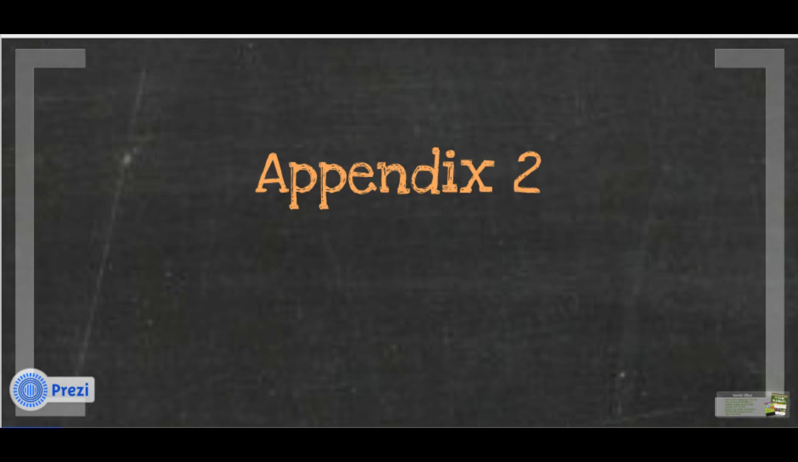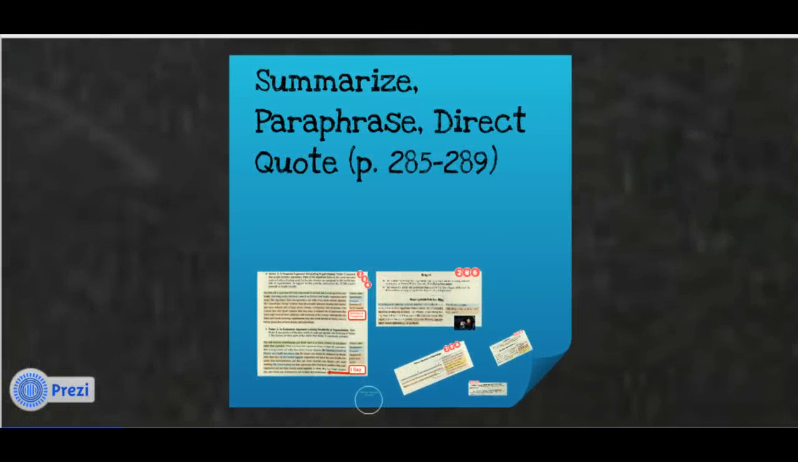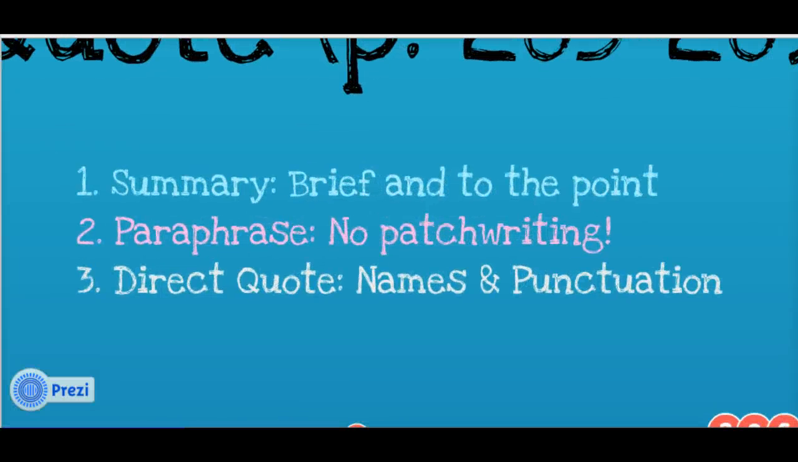There are two major resources, Appendix 2 in the textbook and the Purdue OWL website, which has specific guidelines for both MLA and APA. If you'll remember from your textbook, they had specific guidelines for summarizing, paraphrasing, and using a direct quote in your paper. And basically, a summary, remember that you want to make that summary brief and to the point. Paraphrase is when you're putting what somebody else has said into your own words.